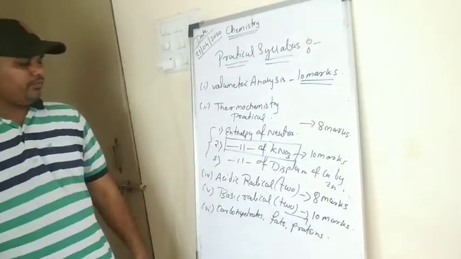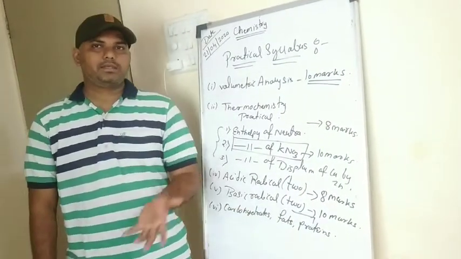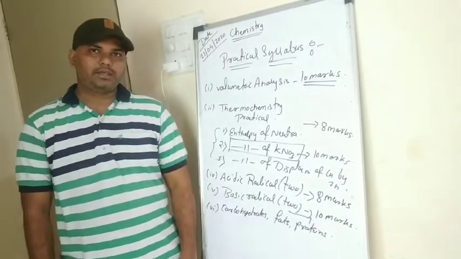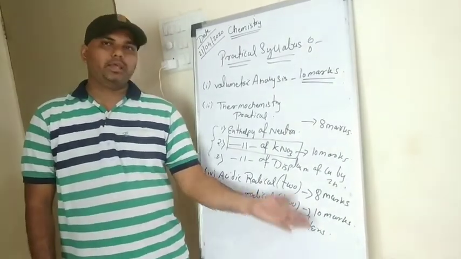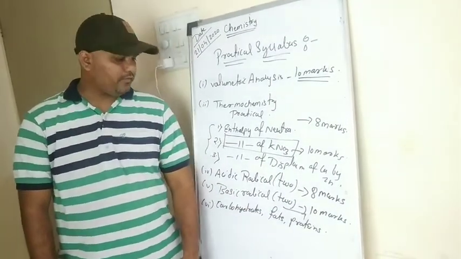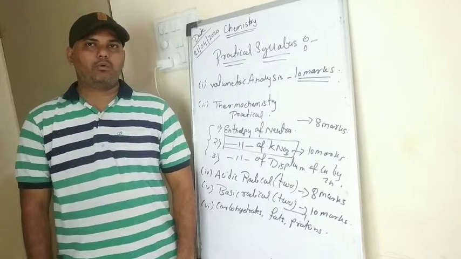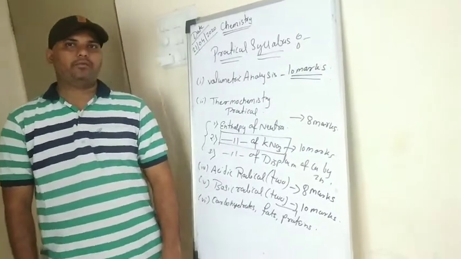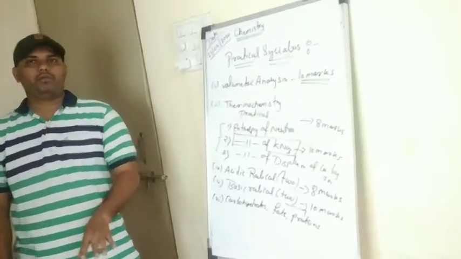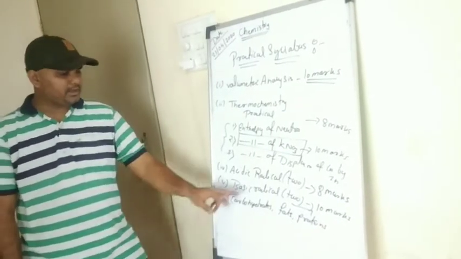So how are we going to do it? We are going to take certain substances. For example, we will be taking starch for the detection of carbohydrates, egg albumin for the detection of proteins, and groundnut for the detection of fats. So we have to find out whether the given substance contains a carbohydrate, fats or proteins.